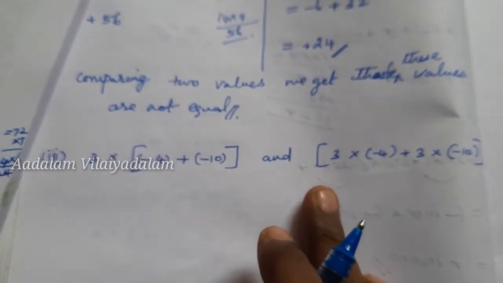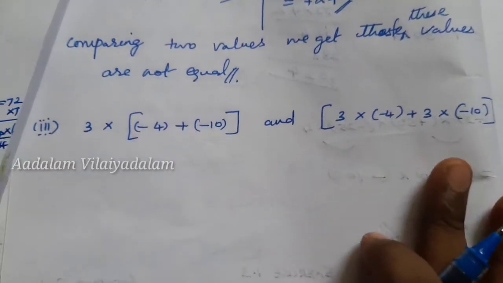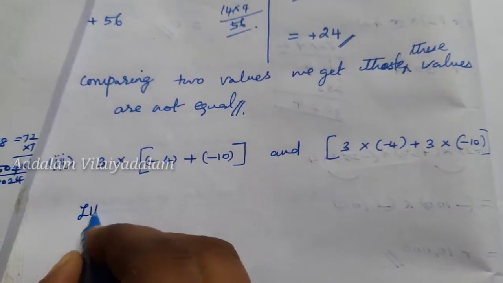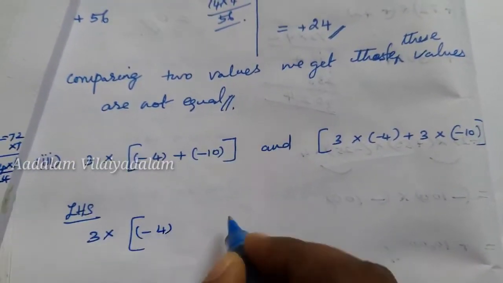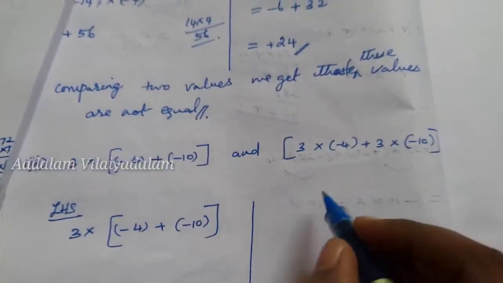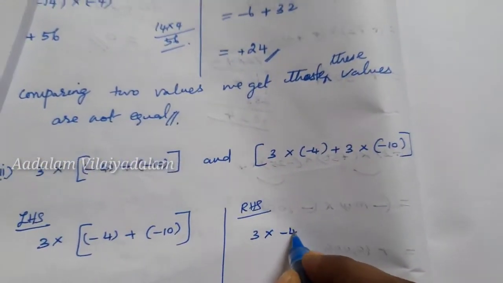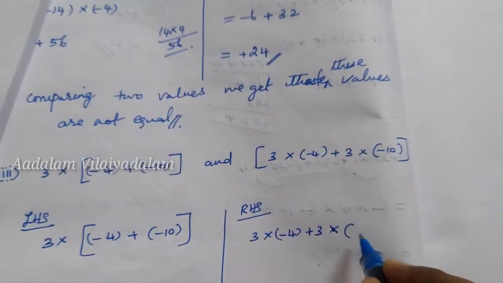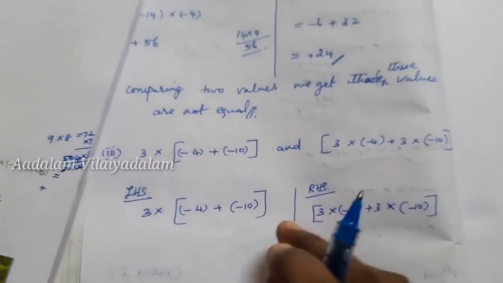In this third subdivision, they have given two values to check whether it is equal or not. So let's choose one of the parts as the left hand side part and write it: 3 into minus 4 plus minus 10. And let's write one more part on the right hand side, that is 3 into minus 4 plus 3 into minus 10. If two signs are coming nearer, then you have to apply the bracket.